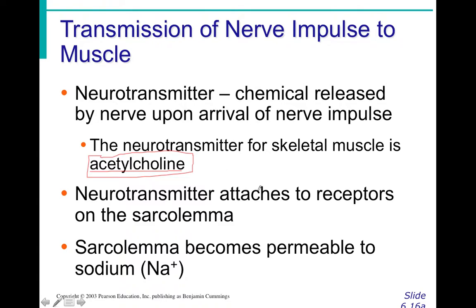And that neurotransmitter attaches to receptors on the sarcolemma, a specialized plasma membrane that you learned about in our last lecture. The sarcolemma, when it gets that neurotransmitter, becomes very, very permeable to an ion called sodium.